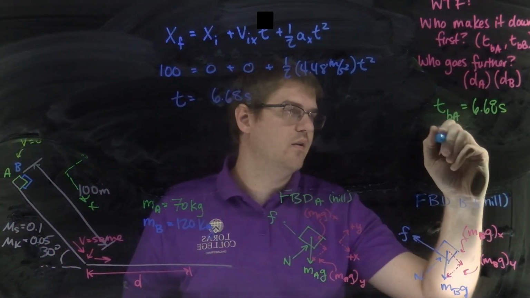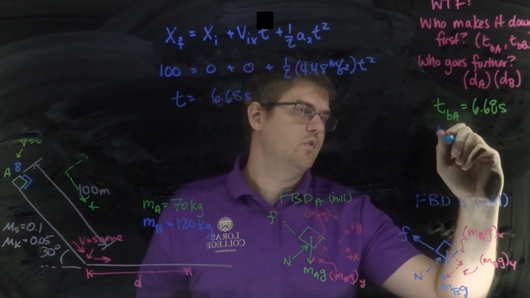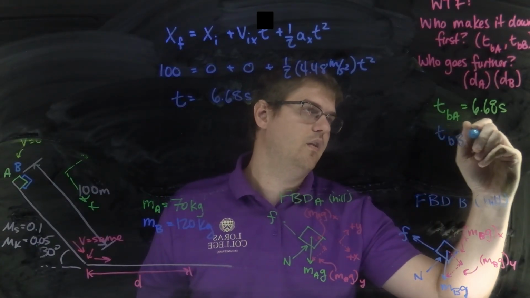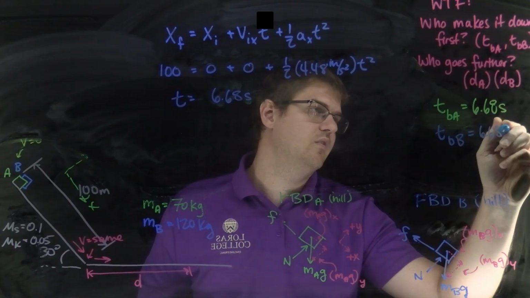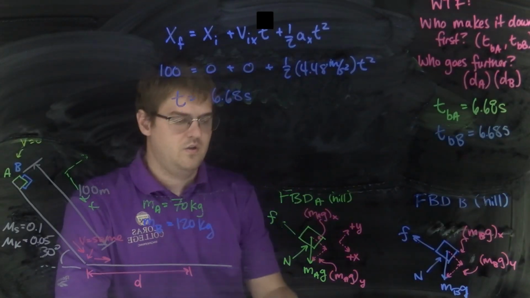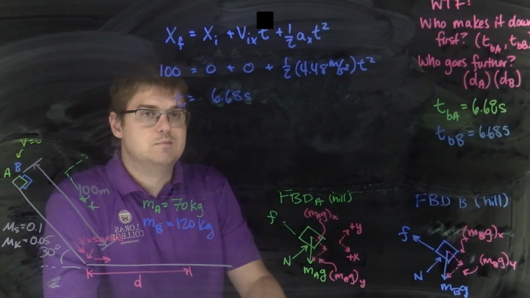Time to the bottom of B is 6.68 seconds. Who's going to make it to the bottom first? Nobody. They're going to make it at the same time.